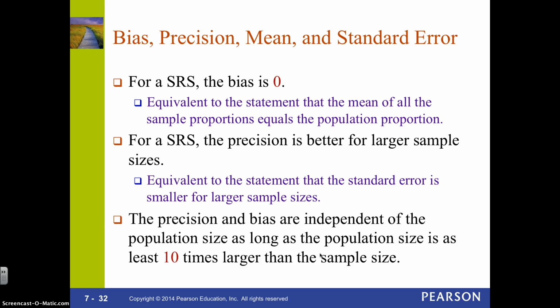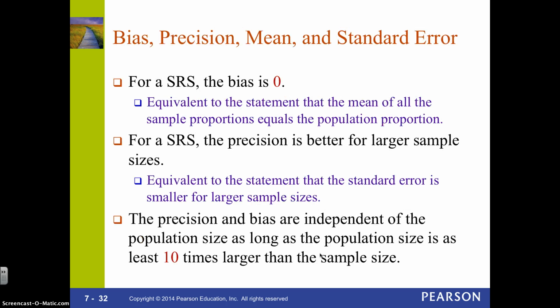Precision and bias are independent of the population size, again, as long as the population size is at least 10 times larger than the sample size. So if your sample size is 100, you just need a population size of 1,000. But normally we work more with population sizes of 1,000,000.